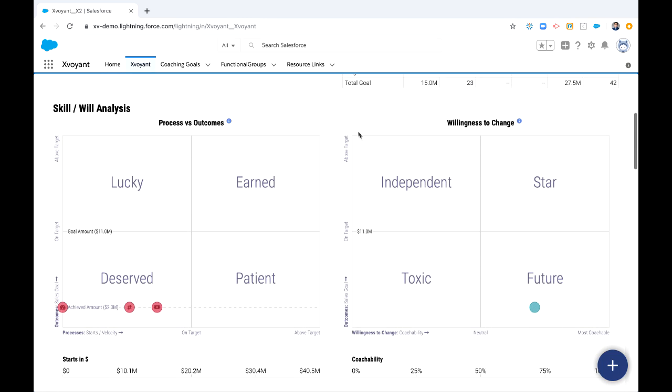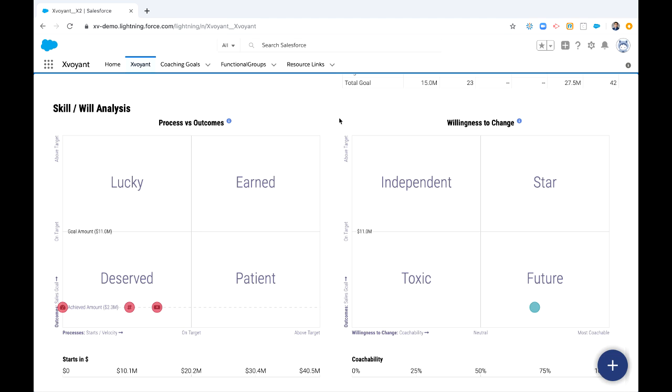Next, we will cover the skill will analysis. The skill will analysis has 2 different quadrants. In the team tab, you found the quadrants for your entire team. Here, we are going to split different process points to show you where this person is today according to the number of opportunities, deal size, and speed in which they close an opportunity. We call this their velocity.